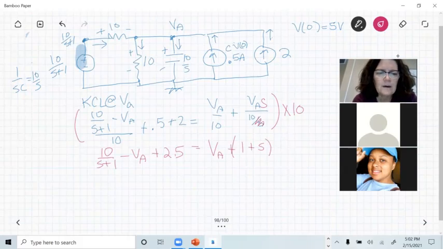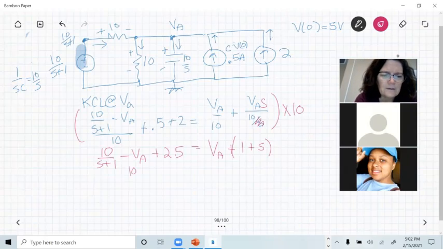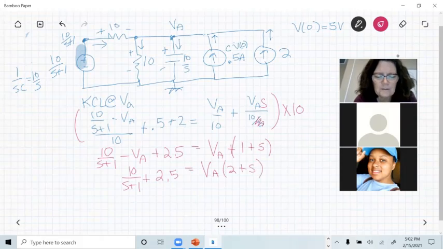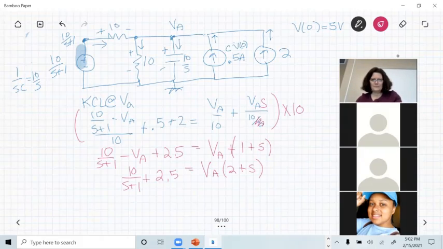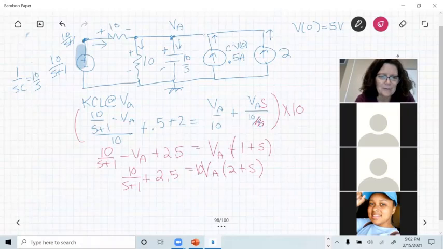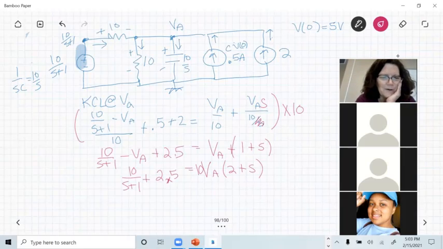I shouldn't have done that. We're going to move the VA over to the other side. 10 over S plus 1 plus 2.5 equals, okay, so I add VA, I get VA times 2 plus S. Did you forget to multiply 2 by 10? Probably. Yes, this side should have gotten multiplied by 10 too. And this should have gotten multiplied by 10, so that becomes 25. You're right. I haven't done this for a while.